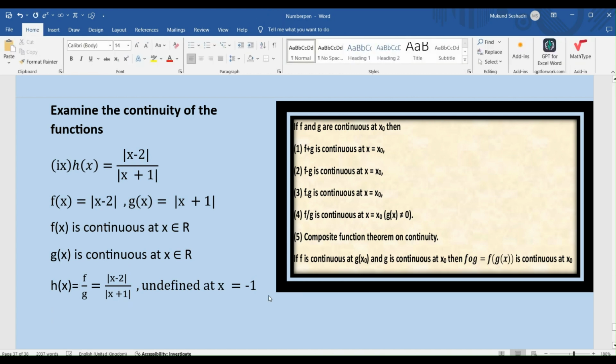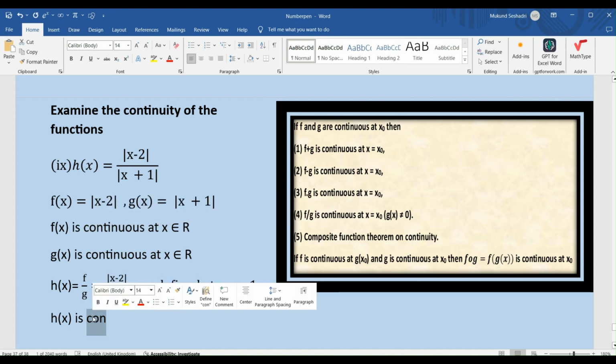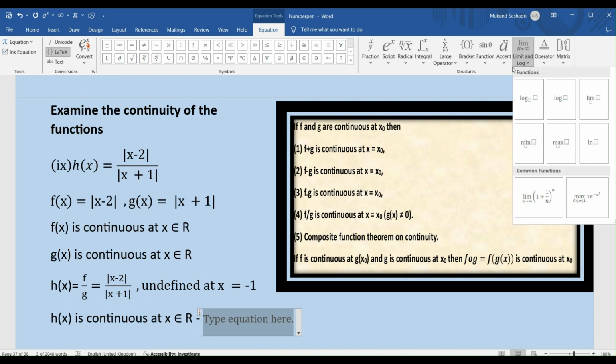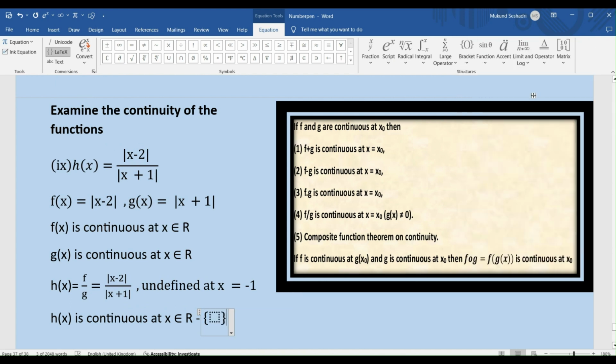But otherwise, when you look at f and g individually, both of them are continuous functions for all x belonging to R. So therefore, the way to express our final answer is: continuous at x belonging to R, except that one point, where I'm going to open my flower bracket and write minus 1 in it. And that's our final answer. That's how we express our answer.